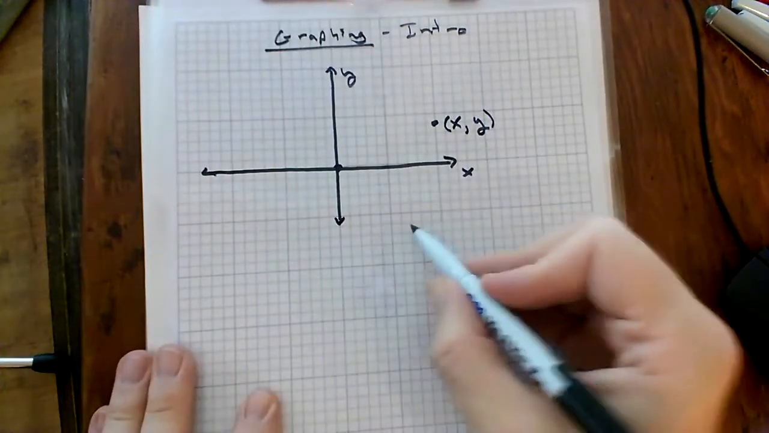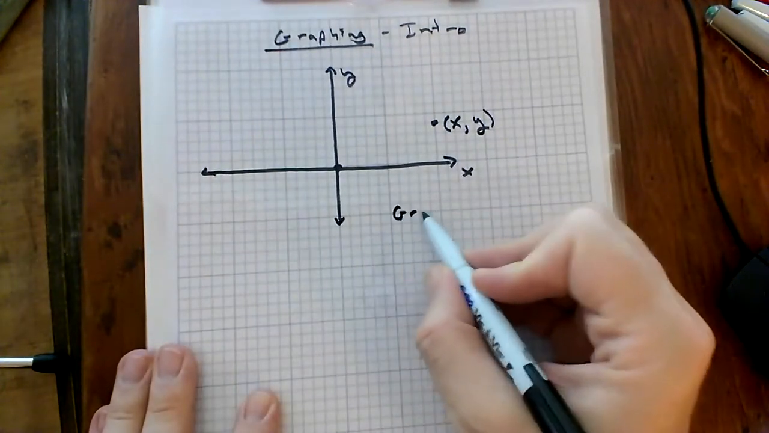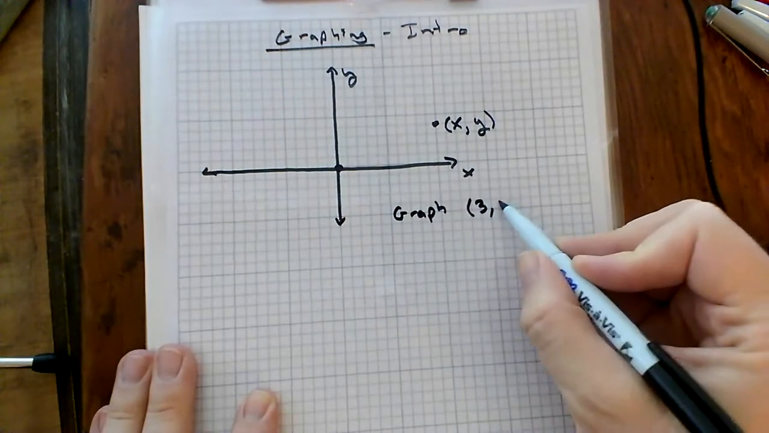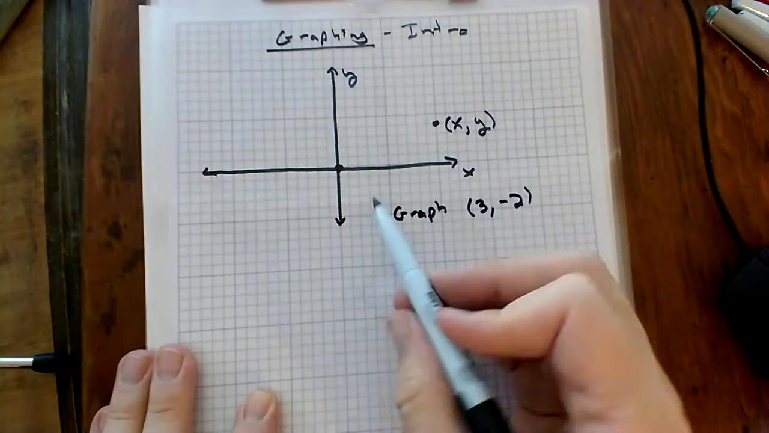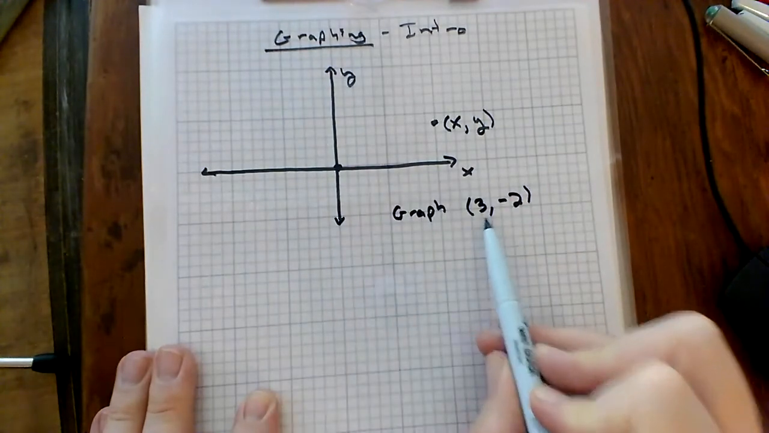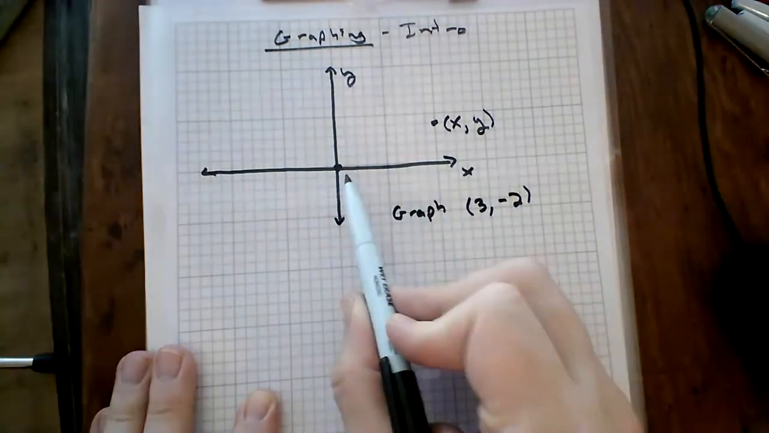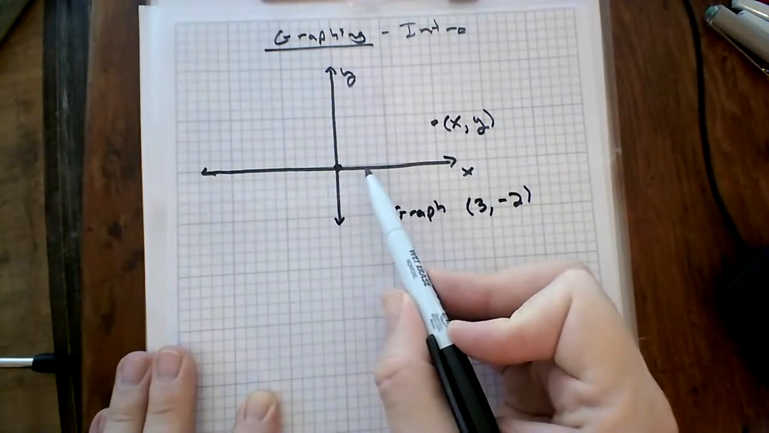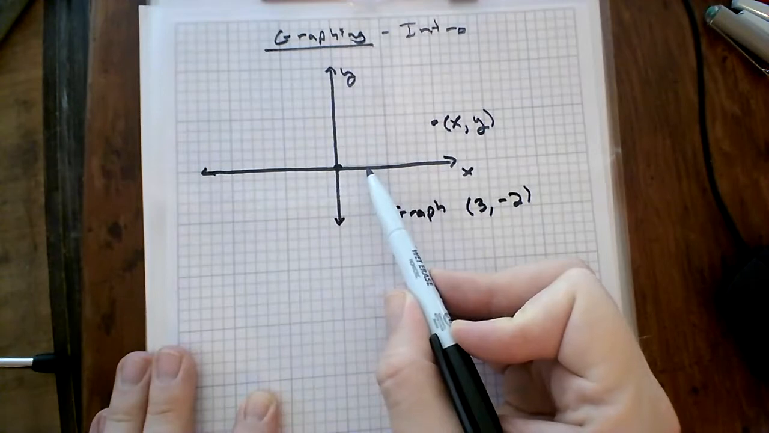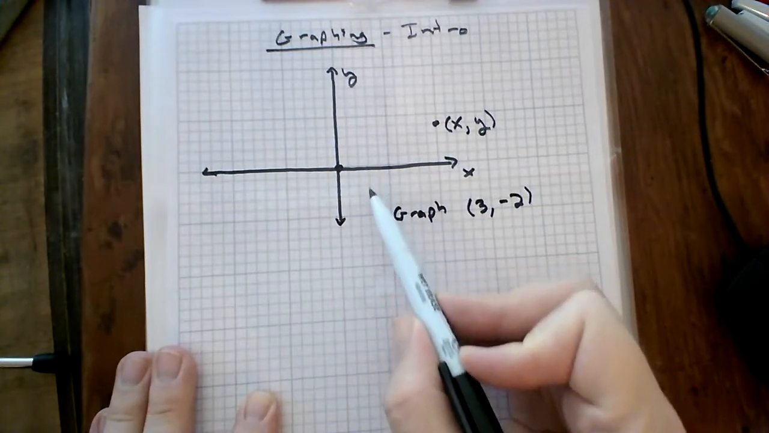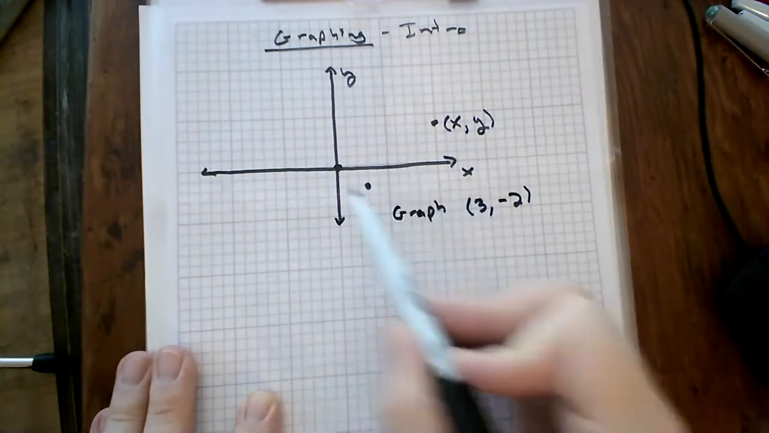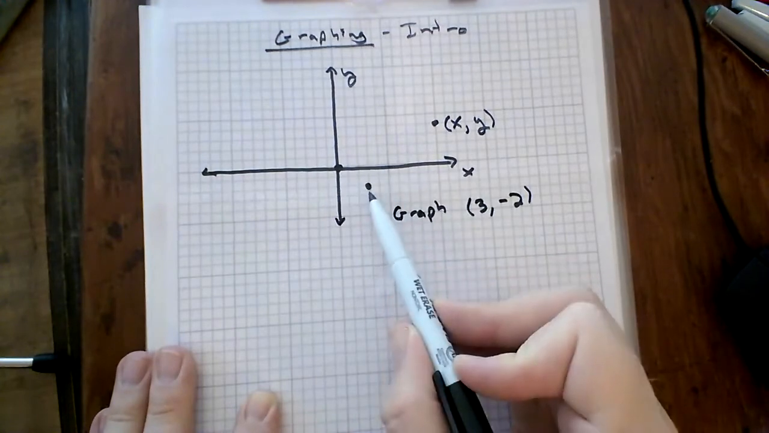So if I wanted to say something like graph 3, -2, what I would do is I would look here to this first value and I would count on this x-axis out 3. So 1, 2, 3. And then I'm going to go in the y direction, I'm going to go down 2, 1, 2. So this point right here is 3. It's 3 in the x and -2 in the y.